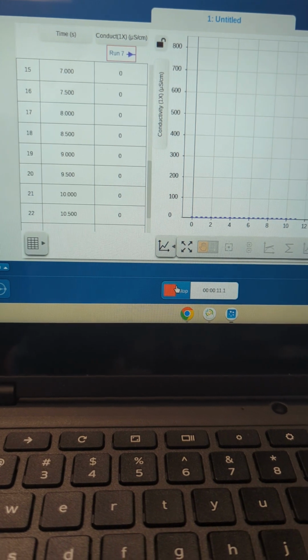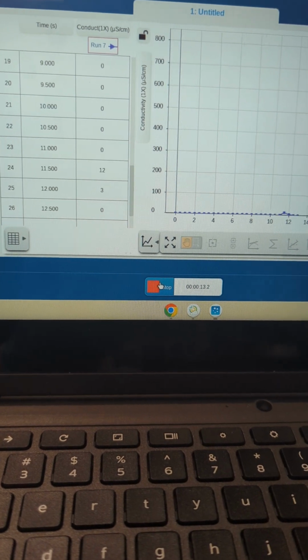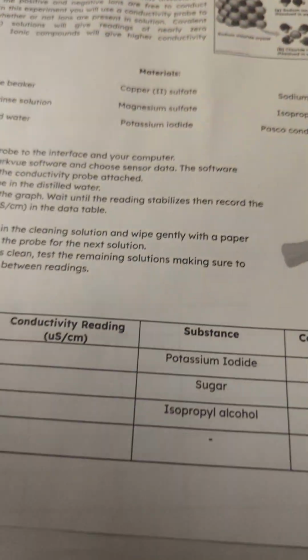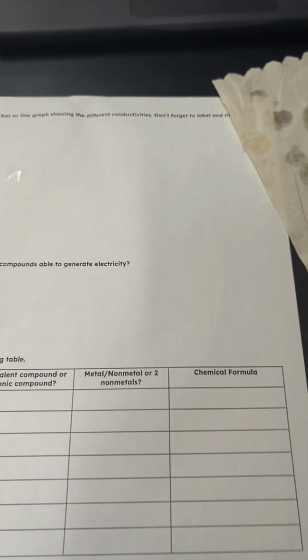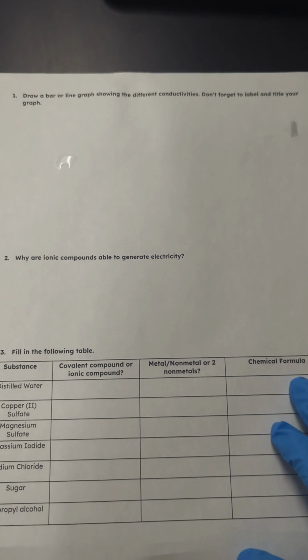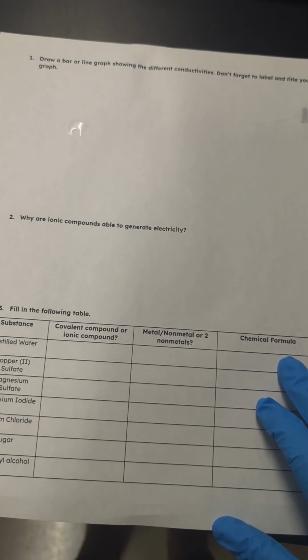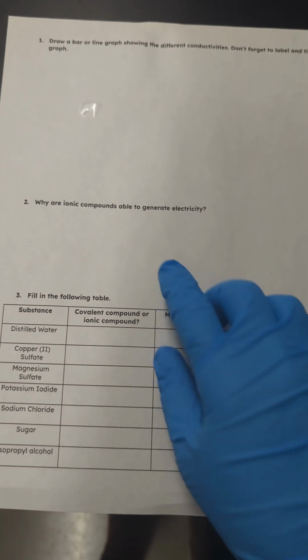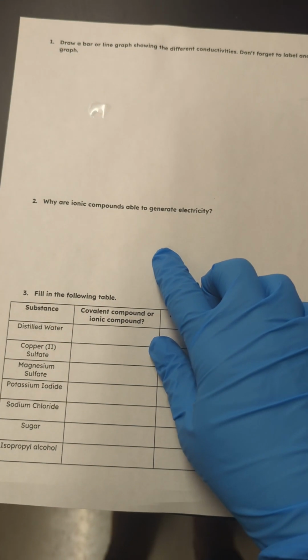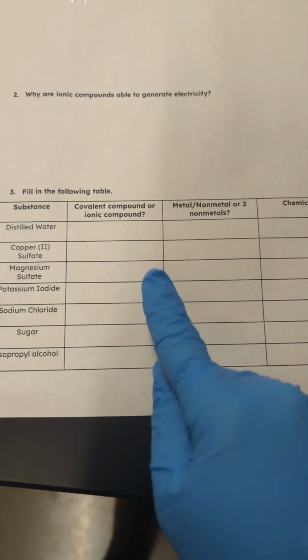Please rewind the video if you need to see these numbers again. You need to fill in those numbers in your table when you get to the back. Oh, here's the back. Please make a bar graph or a line graph showing those different conductivities. Don't forget your labels and your titles. Explain why ionic compounds generate an electrical signal. And then we're going to fill in this table.